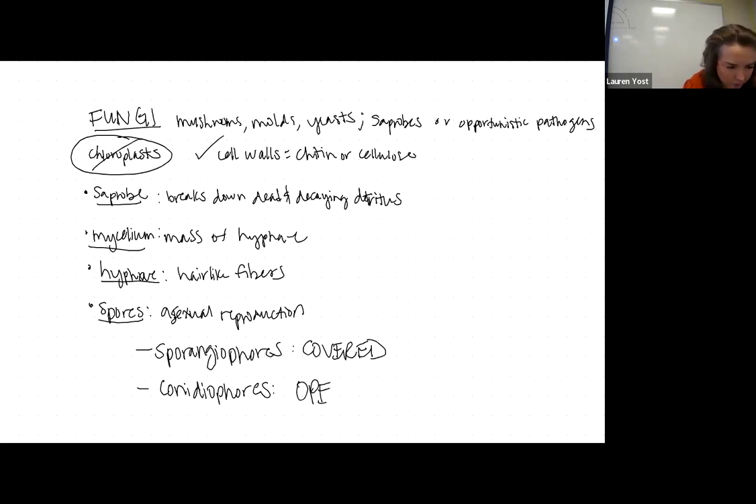So we can think of sporangiophores as looking like a little ball with a bunch of spores inside of it, and the conidiophores being almost like a dandelion, or you could even have it look like a paintbrush. But either way, they don't have a covering for them. So that's the difference here.